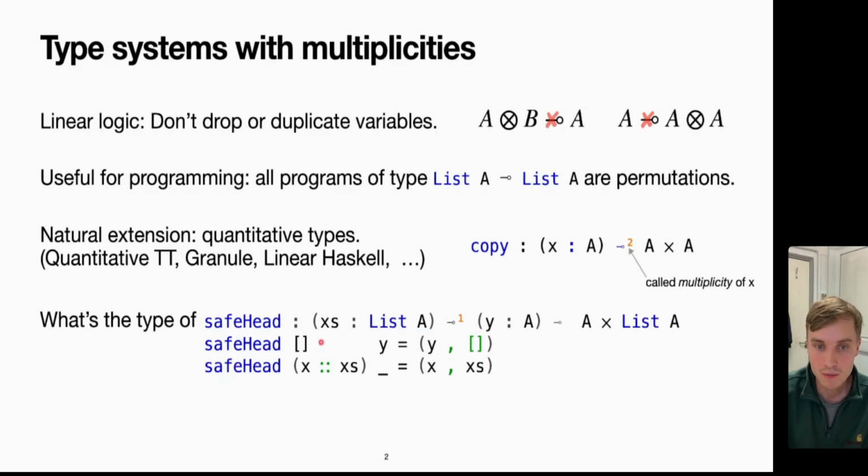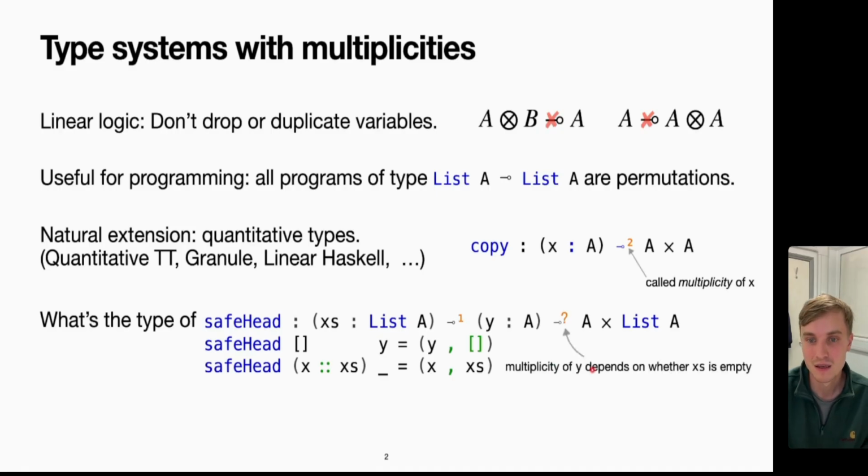So our safe head program is just defined by pattern matching, and in case we are given the empty list, then we'll use the y, and we don't have any remaining elements. And in case we actually have something in our list, then we don't even look at the y, right? So in this case, we don't need y, so the multiplicity of y can be really 0 or 1. It depends on the given list. So this is something that we can't capture in systems with static multiplicities.